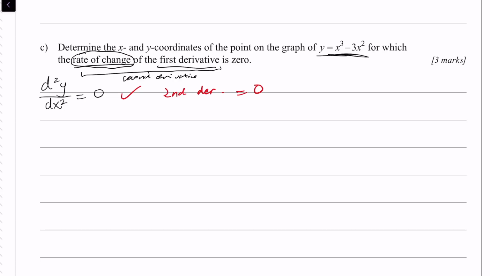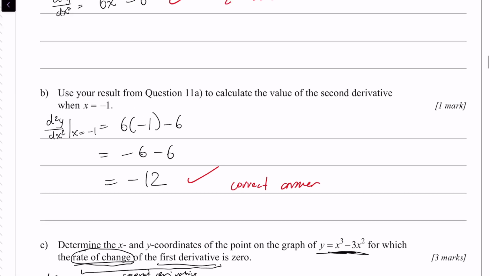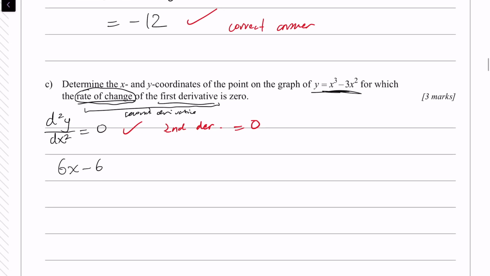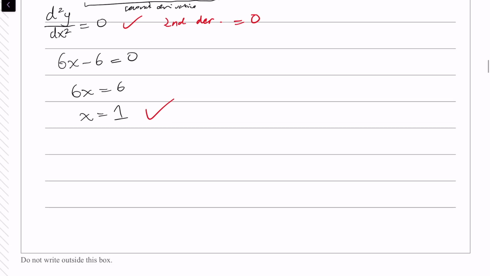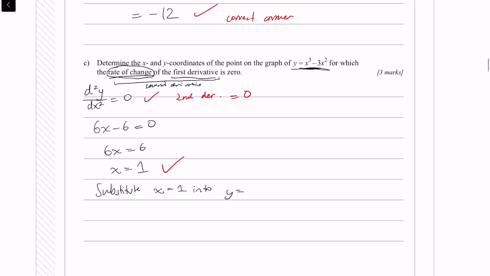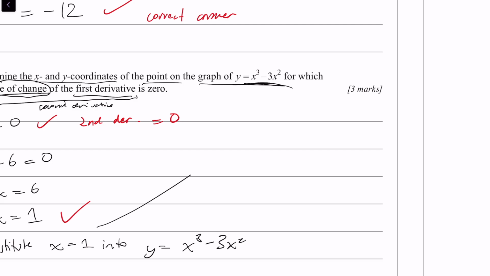Okay, and so we would let our second derivative, which we found from part A was 6x minus 6, let that equal to 0. Okay, and then just rearrange, and therefore x is equal to 1. Okay, and so that is our second mark, is finding the x coordinate of the point. And then substituting into the graph equation, so just say that substitute x equals 1 into y equals x cubed minus 3x squared, because we are trying to find the x and y coordinates of the point on this graph. Okay, so we have to put the x value into this graph particularly.